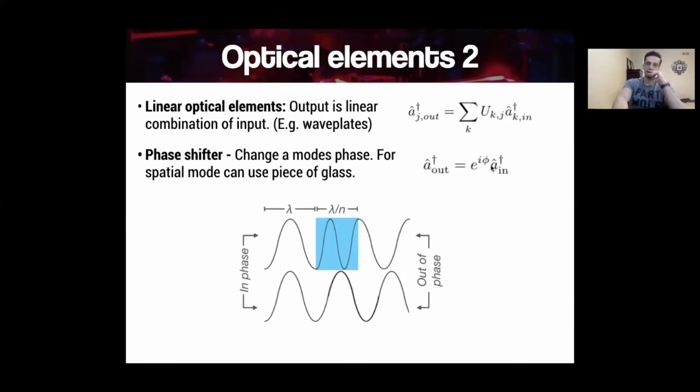And as you can see how it's written here, we have our input, so whatever optical mode we have coming in here, and then we add some phase. And we can choose the phase. Here we could choose the phase by increasing the size of the piece of glass, or we could use a different material. So there are different ways to change the phase there.